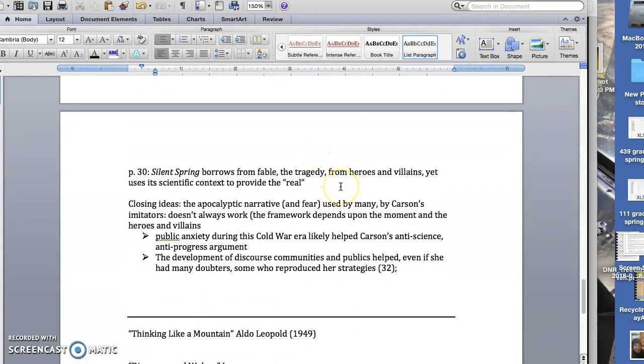Silent Spring borrows from the fable, the tragedy, from heroes and villains rhetoric. Eventually we find out that the heroes are the people who are willing to believe in this. We definitely know who the villains are, the people who are creating these chemicals and not really letting us know, or the scientists who are not bringing this information to the public become, quote-unquote, the villains, at least for a little bit in Silent Spring, even though they're part of the solution for Carson too if you were to read the whole book.